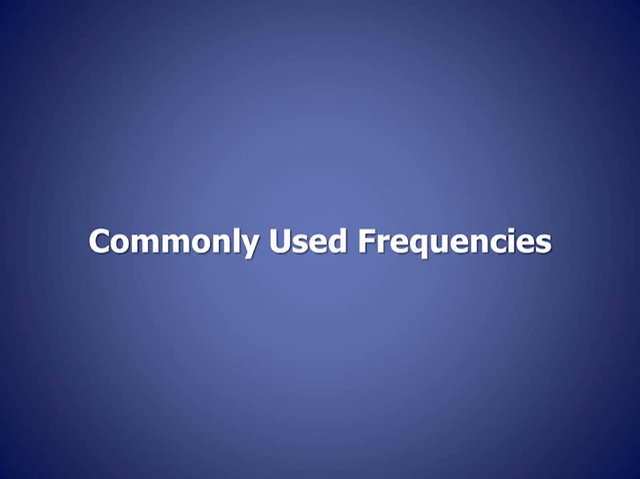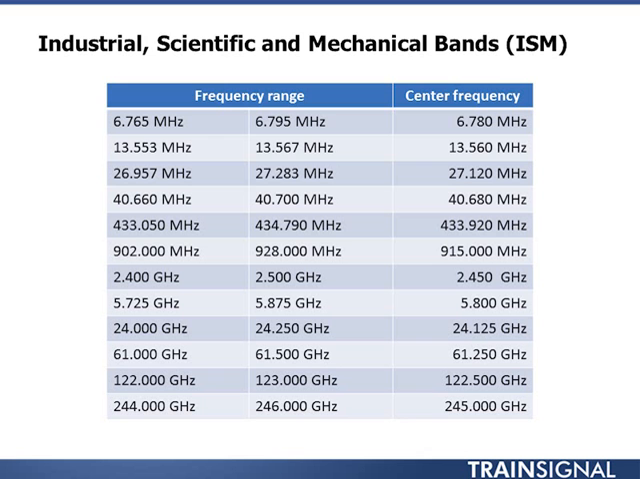Now I want to focus in on the frequencies that are used by the wireless LAN. And wireless LAN is the most common technology worldwide, and so when we talk about the specific frequencies of wireless LANs, we're talking about the US and Europe and Asia and Australia and Africa and the Middle East. They're all using the same frequency bands.